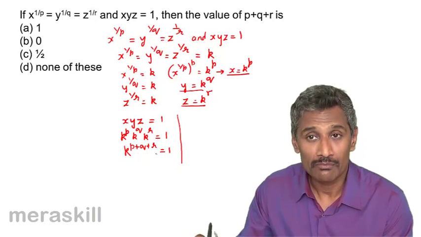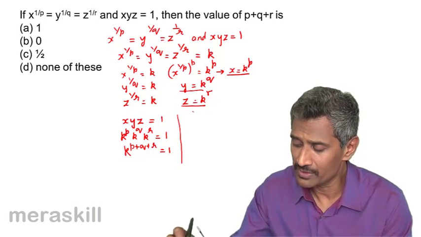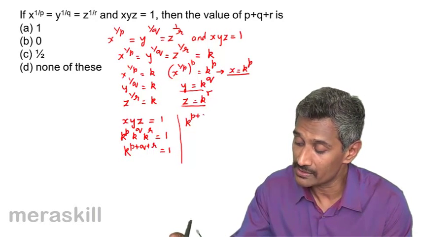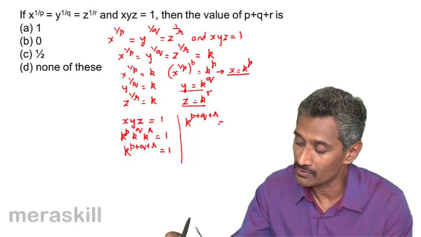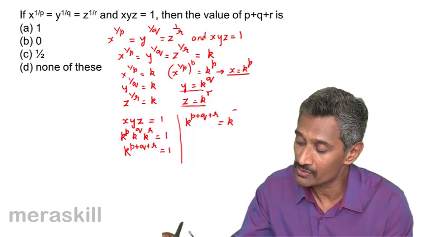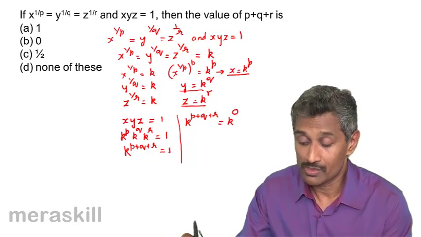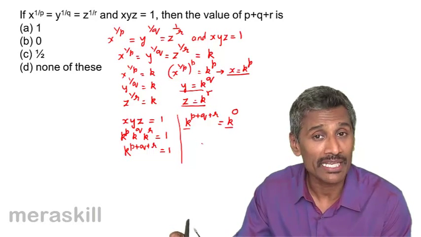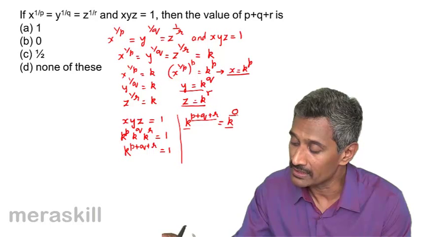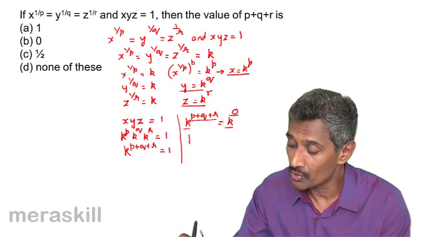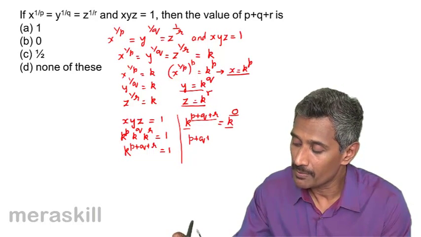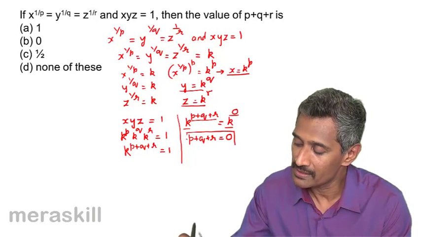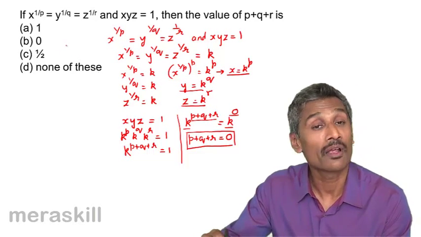Now, there is not much confusion here. We can even go one step further just to consolidate the rule, k raised to p plus q plus r. Now this 1 can be written as k raised to 0, because 1 can be written as any number raised to 0. So now we have the bases equal, hence naturally the indices have to be equal. So we have p plus q plus r is 0. Hence p plus q plus r should be 0.